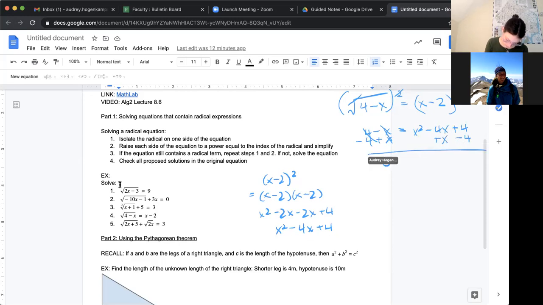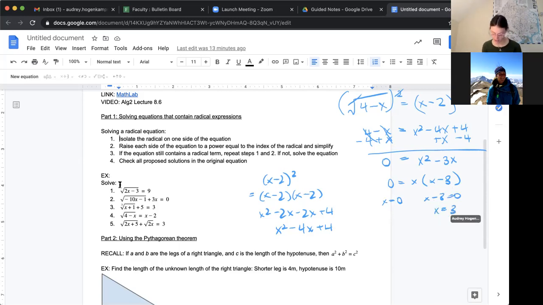We're going to get 0 equals x squared minus 3x, and then that plus 4 minus 4 goes ahead and cancels. In order to factor this, I'm going to factor out my greatest common factor of x. So I'm going to get 0 is equal to x times x minus 3. And then I can set each individual factor to 0. So x equals 0, x minus 3 equals 0, x equals 3. So I have to check x equals 0 and x equals 3.